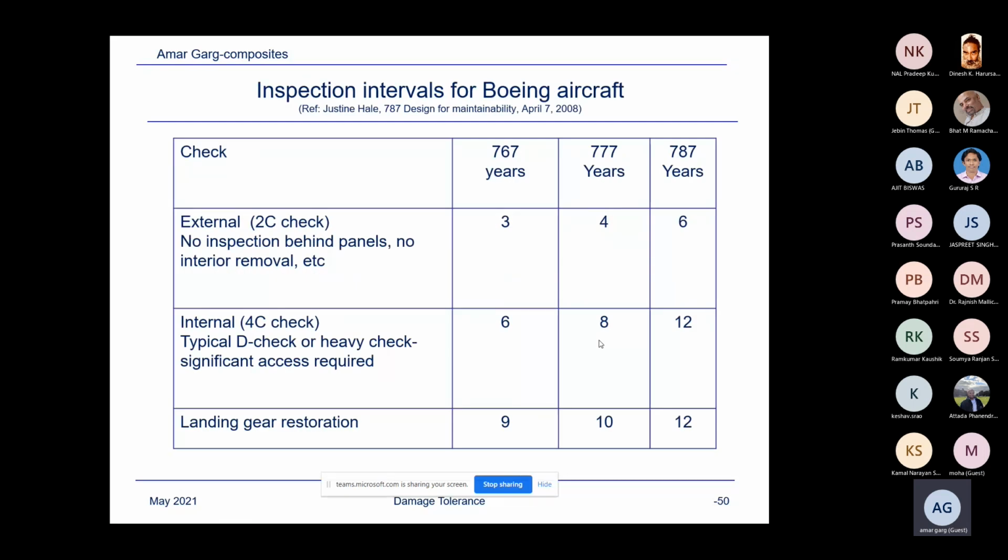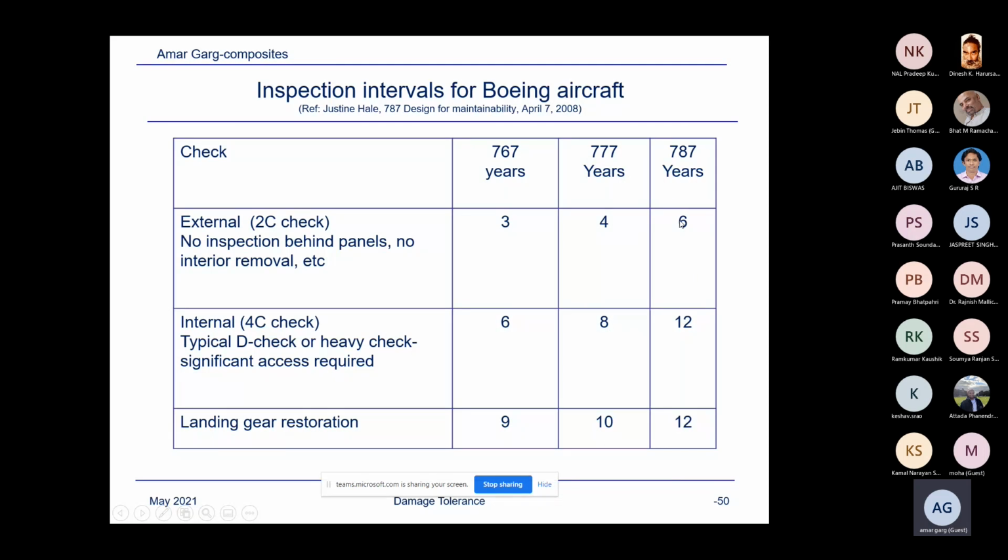And this is what I've just quoted from some Boeing reference, the inspection checks. The check is an external 2C check. So 2C check is what we call external inspections. No inspection behind panels. You don't remove any panels and look into the inside, just outside. 767, 3 years. 777, 4 years. 787, 6 years. That is a 2C check.